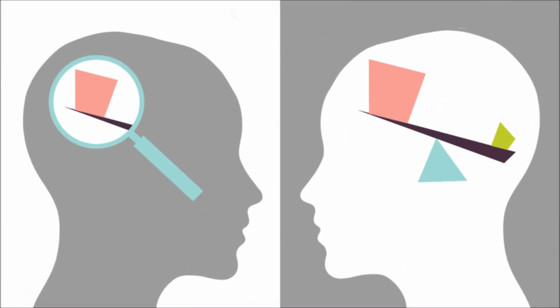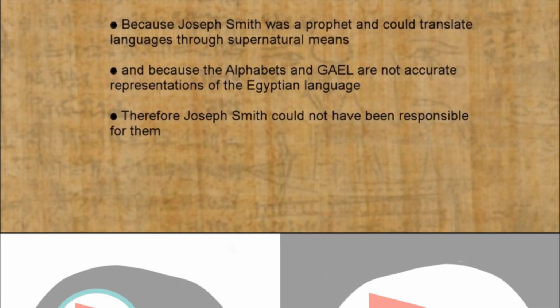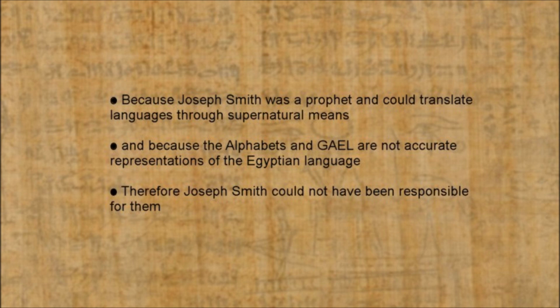Another example of how your bias leads you to make unreasonable conclusions runs as follows. Because Joseph Smith was a prophet and could translate languages through supernatural means, and because the alphabets in Gael are not accurate representations of the Egyptian language, therefore Joseph Smith could not have been responsible for them.